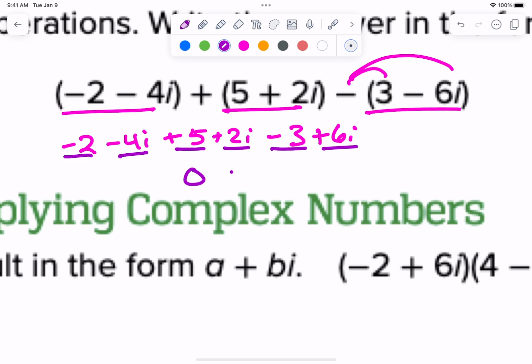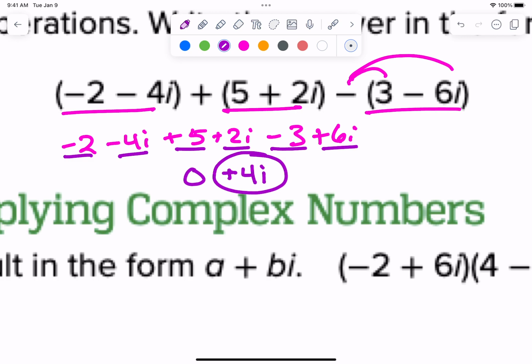Negative 2 plus 6 is what? Four, positive 4. Plus 4i. That's a pure imaginary number, so 4i. Okay? You can either put 0 plus 4i or just 4i. What are you looking for here? Just combining like terms.